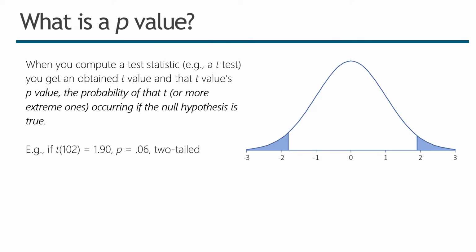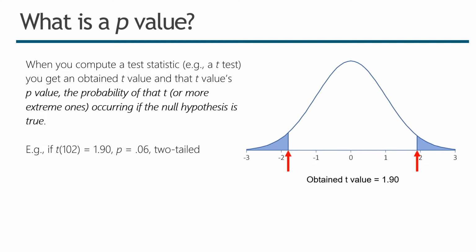When you compute a test statistic, for example, a t-test, you get an obtained t-value and that t-value's p-value, which is the probability that that t, or more extreme t's, would occur if the null hypothesis is true. For example, if you had a data set of 103 people and you analyzed that data, and you got an obtained t-value of 1.9, its p-value would be p equals 0.06, two-tailed. Now, what does that two-tailed 0.06 p-value actually mean?